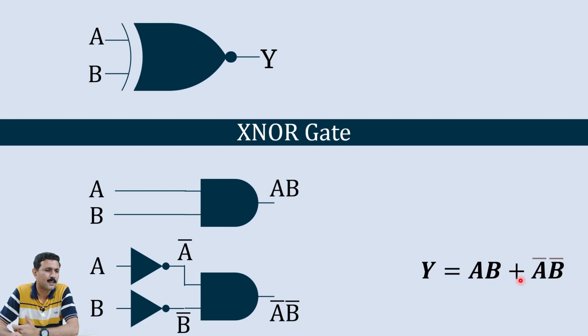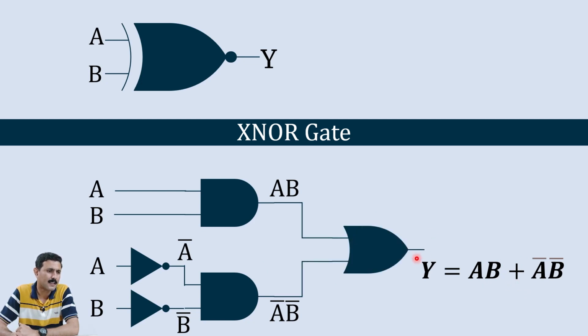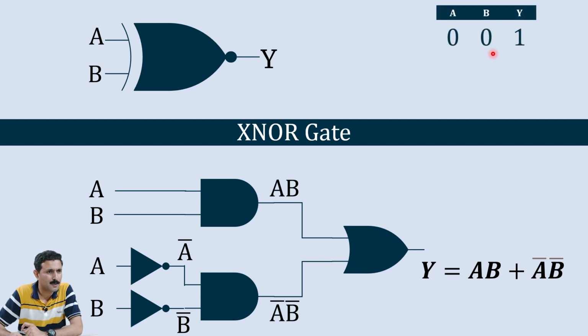So finally we need to add these things together, and for that we'll use the OR gate. So finally here we'll have the output Y, which is combination of A into B plus A bar into B bar. So now here let's understand, when we give both the input 0, how we are getting 1 in output.